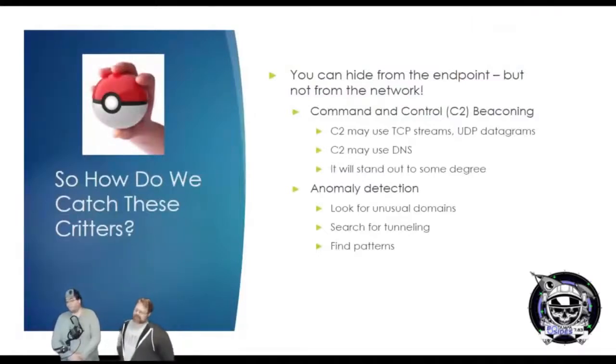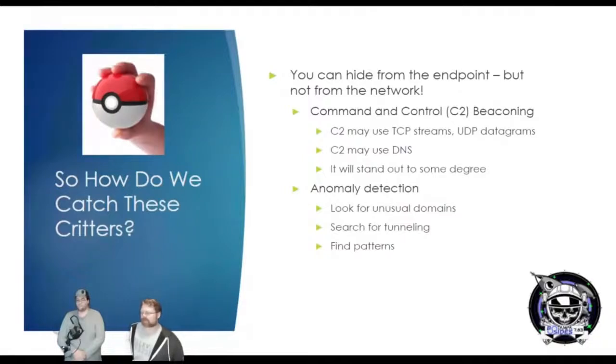So how do we catch these critters? Well, you can hide from the endpoint. You can cloak a process in many ways: hiding it using a rootkit, hiding it inside another process using an injection, or running as a service or scheduled task. But regardless, you can't hide from the network. It has to generate some kind of traffic.